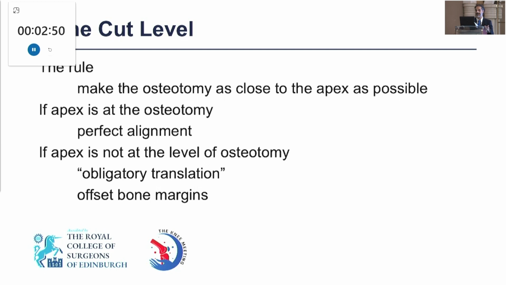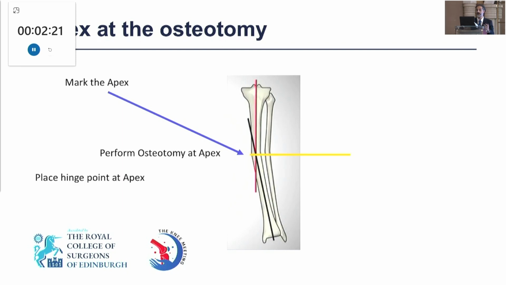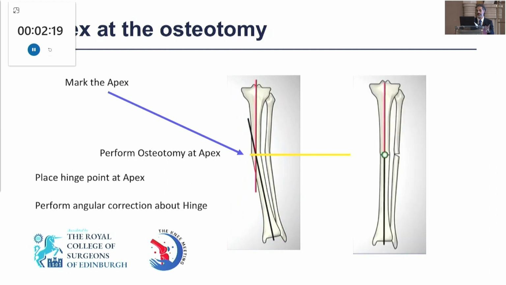Once we made the bone cut, you've got to decide how close to the apex you are. If the apex is at the osteotomy, then you get perfect alignment. Otherwise, you've got some translation and offset of the bones that you need to keep in mind. So we mark, just reiterating the fact because I need to dumb it down in my head. So mark the apex, perform the osteotomy at the apex, place a hinge at that apex, and perform the correction.